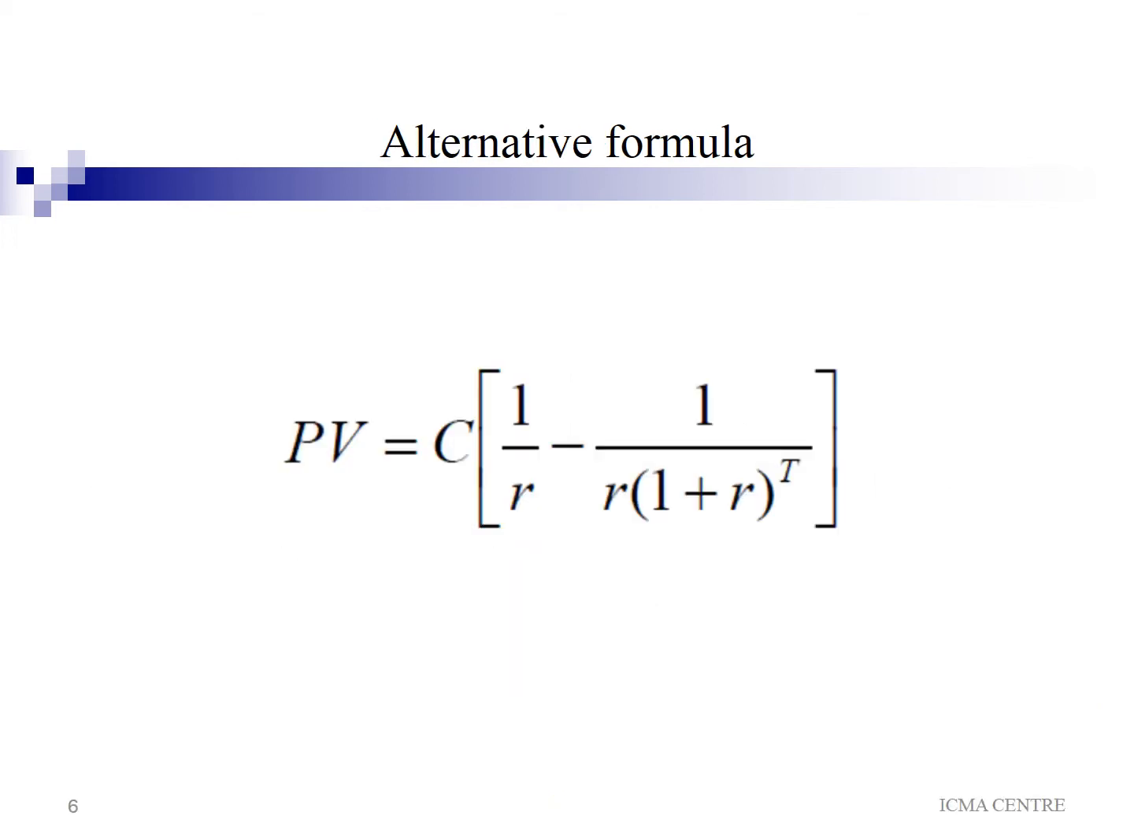Here is an alternative way to express the formula of annuity. Sometimes you do come across different ways to express formulas in different reading materials. This formula is used to calculate the present value of annuity. C stands for cash flow, r stands for interest rate, and t stands for time.